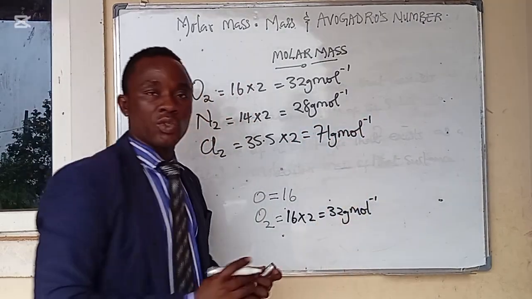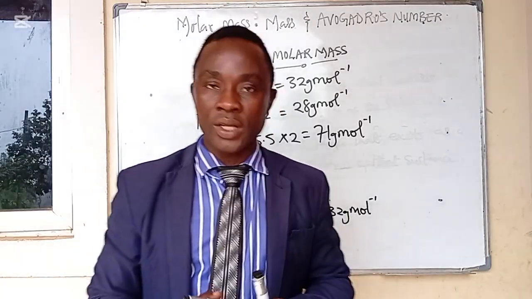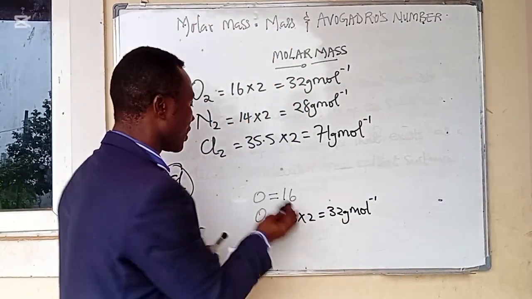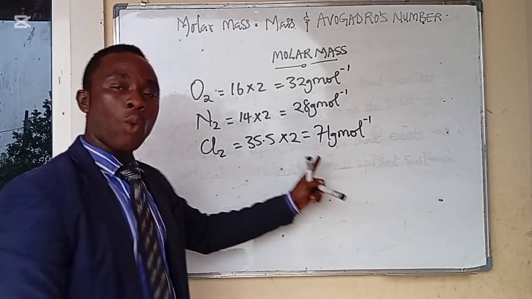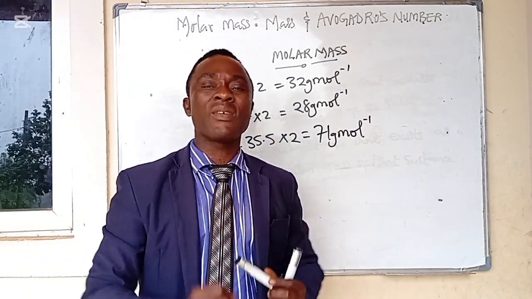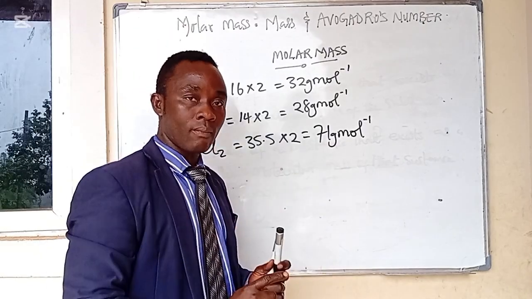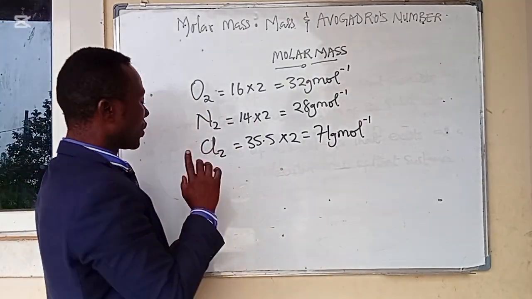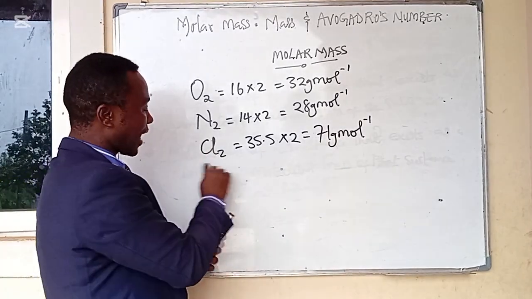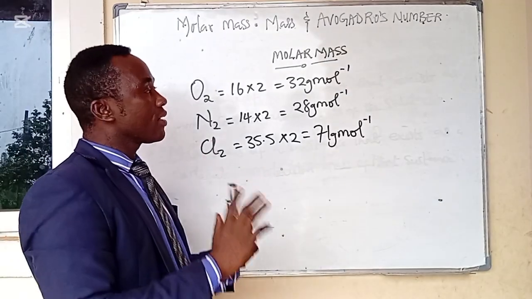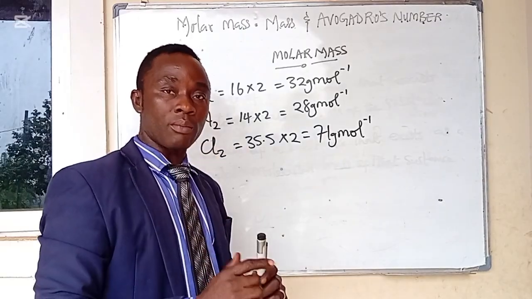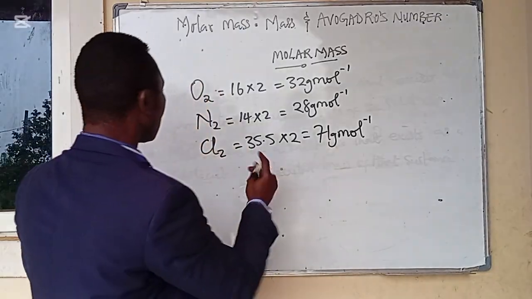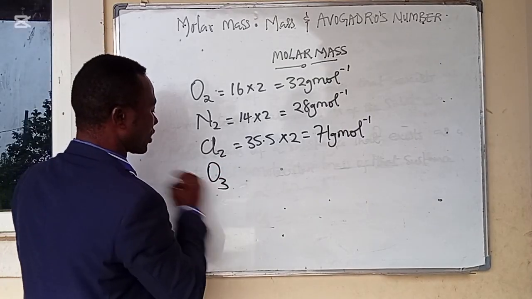Most times when you ask students what the molar mass of chlorine is, they will tell you 35.5. But now you know that the molar mass of chlorine is not 35.5, but 71 gram per mole. 35.5 is the atomic mass, not the molar mass. Why is the atomic mass of chlorine not the molar mass? Because chlorine does not exist as an atom; it exists as a molecule. It is only a substance that exists as an atom whose atomic mass qualifies to become the molar mass.